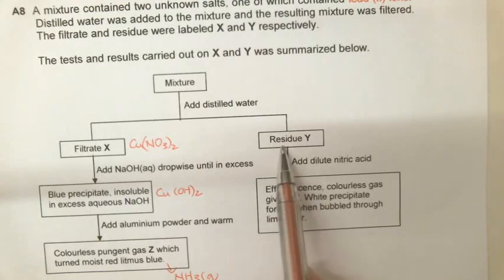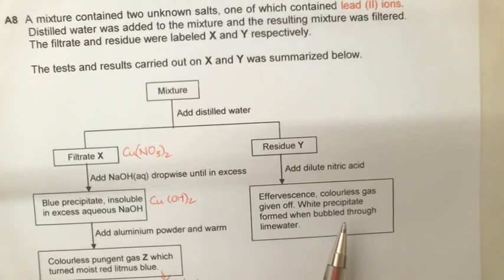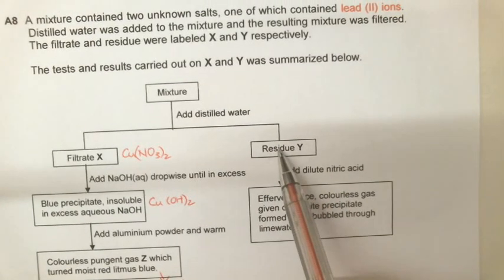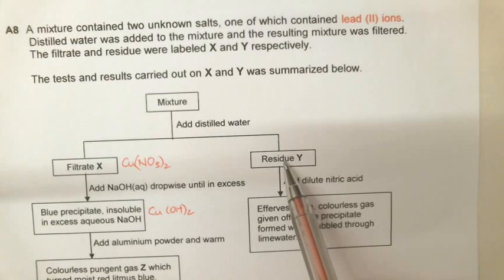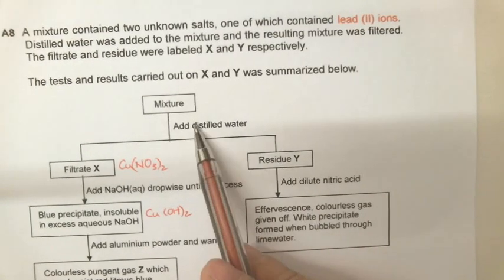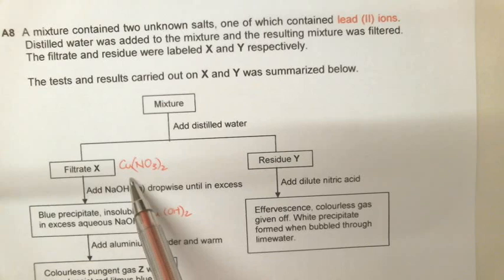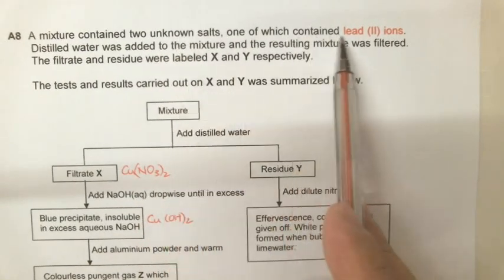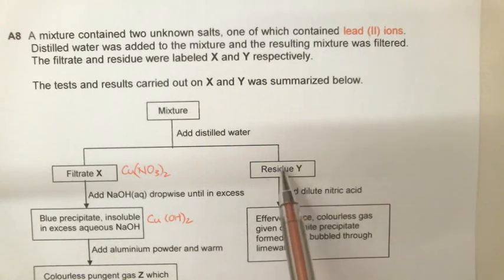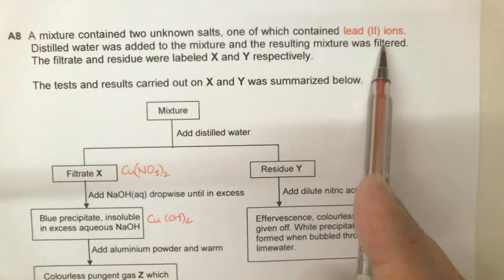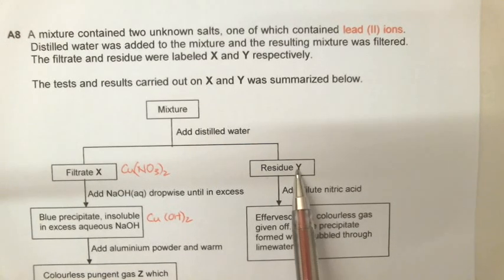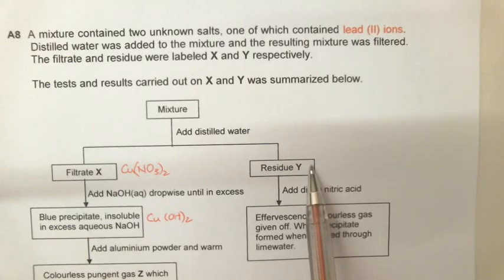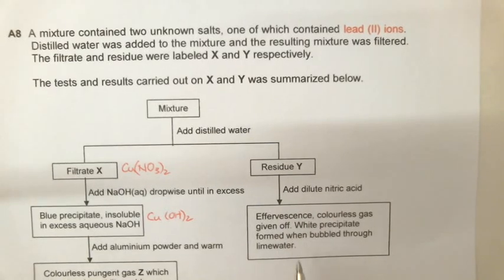And the residue Y simply means that the other component is not soluble. So copper nitrate is soluble, which explains one of the unknown salts. Then the other salt must have contained lead, but which one? Obviously this lead salt is not soluble in water, isn't it? It cannot be lead nitrate. Why? Because lead nitrate is soluble.